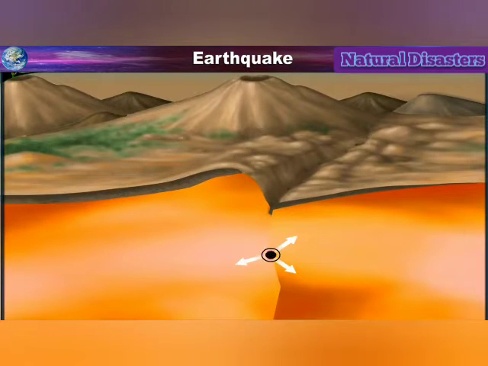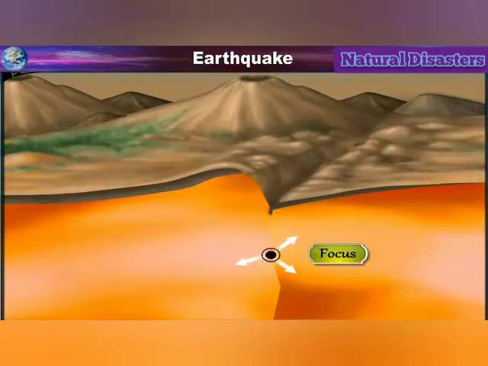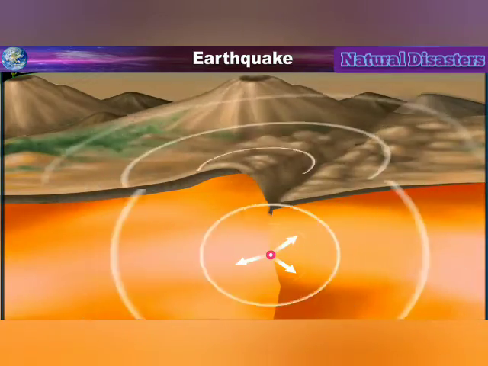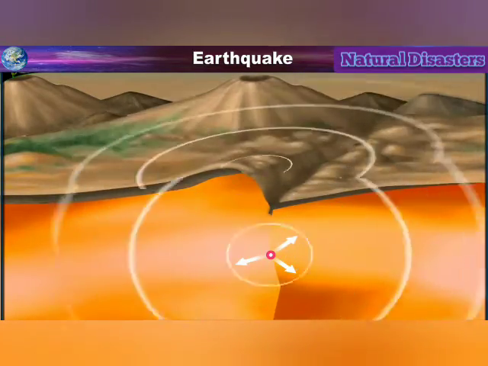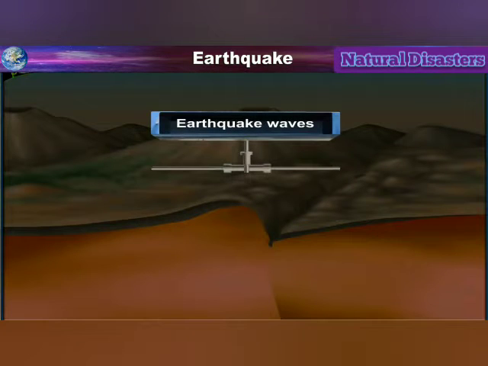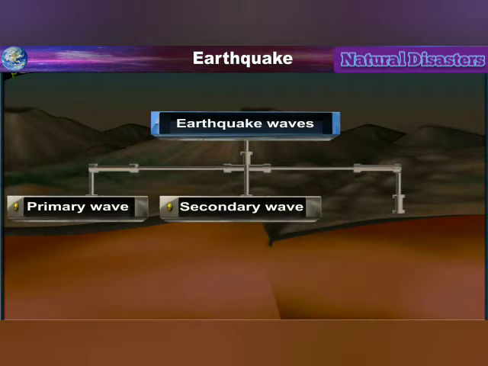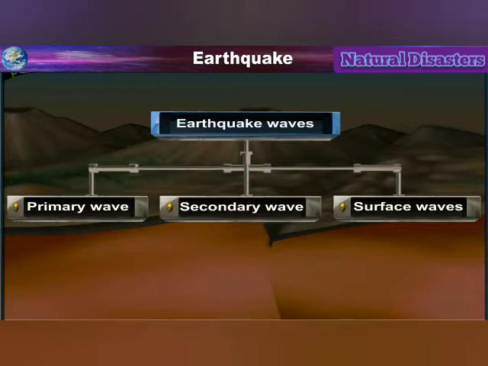The point below the surface where energy is released during an earthquake is called the focus of the earthquake. From the focus, energy waves radiate in all directions towards the surface. The epicenter of a quake is located on the surface at the point nearest to the focus. Earthquake waves are of three types: primary, secondary, and surface waves.